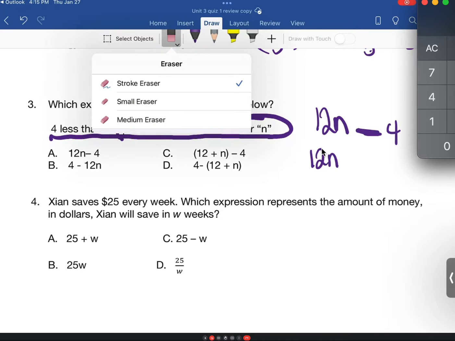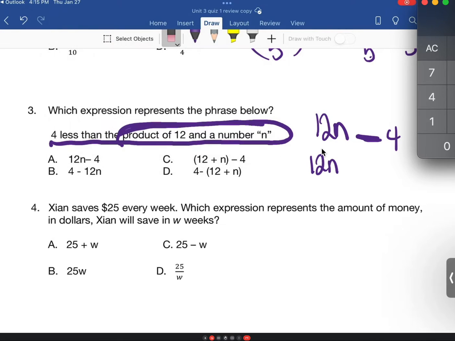4 less than 12n, which is 12n subtract 4, right? So that is A. I know people are tempted to do B because the 4 comes first in the wording, but you have to read it. 4 less than a number, right? When something's less than, we subtract it from something. So we're subtracting it from something else, and we are subtracting it from the product of 12 and a number n.